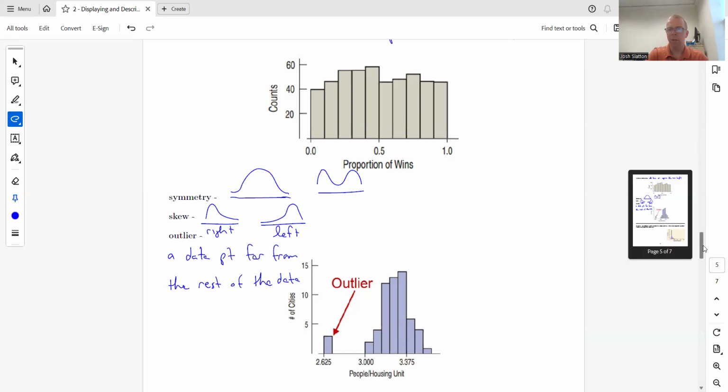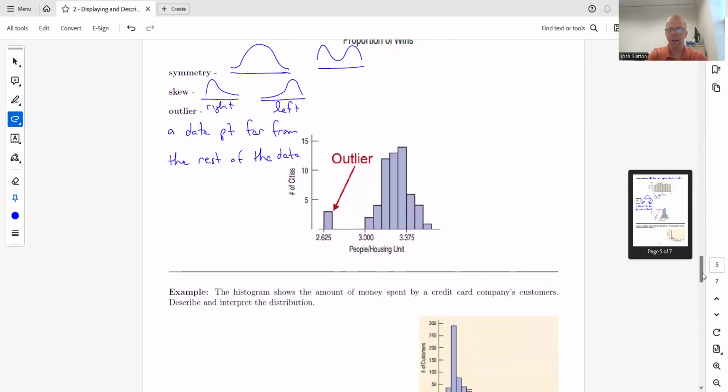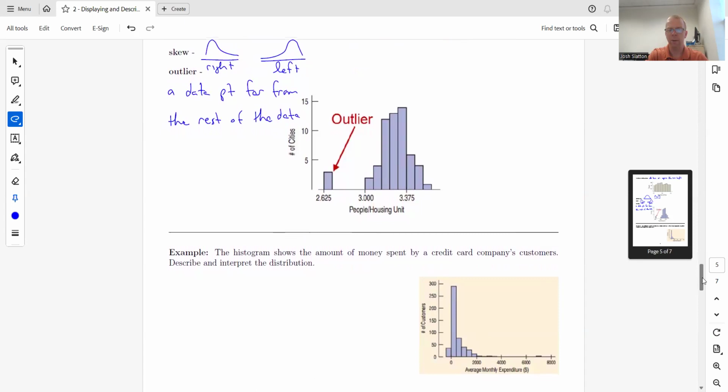All right, so let's look at this example. The histogram shows the amount of money spent by a credit card company's customers. Describe and interpret the distribution. So what can we say based on these things that we've talked about? It is unimodal, so we definitely have one that is much higher than the rest. So unimodal.